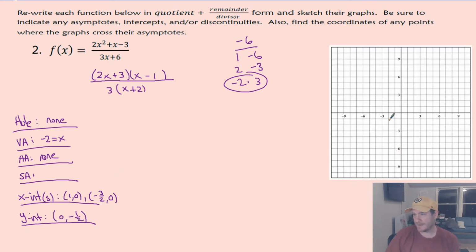So we've got a lot now. Let's go ahead and plot everything we've got. We know that at negative 2 is our vertical asymptote. We have a y-intercept at negative 1/2. We have an x-intercept at negative 3/2. It's right there. We have another one at 1. So we got a big bunch of points right there. That's all we know. So let's do our long division now.